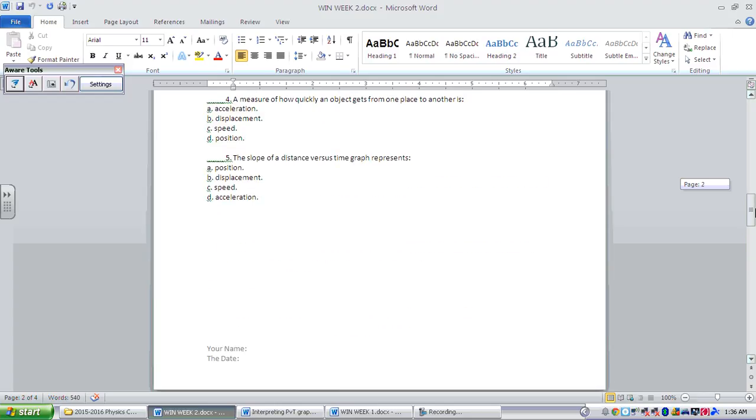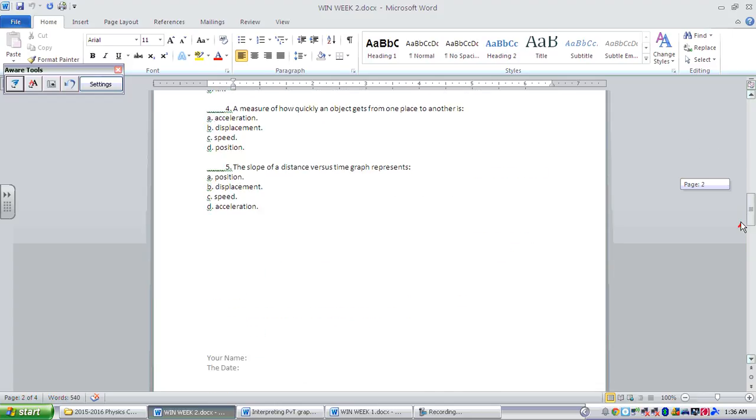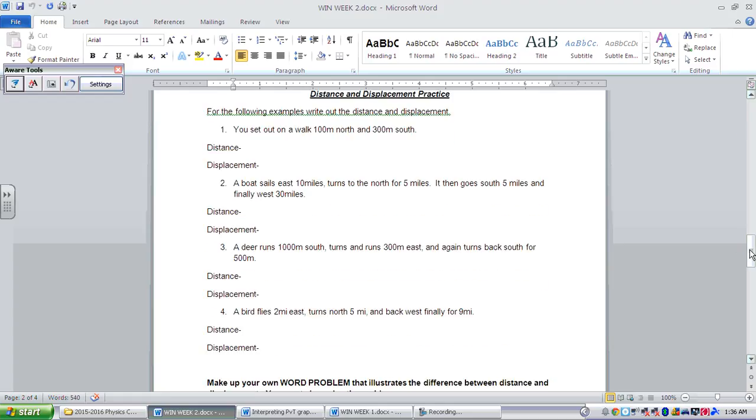For the first problem, if we are doing that, your given information here would be 100 meters north, 300 meters south. If I was to draw a little diagram of that, say this was our starting point, and we went 100 meters north, and then we backtracked 300 meters south. Use a different color for that one. So we come back down 300 meters.